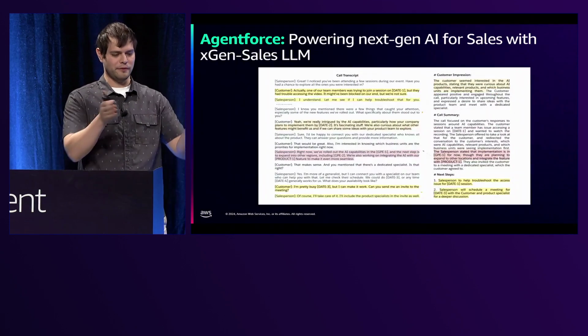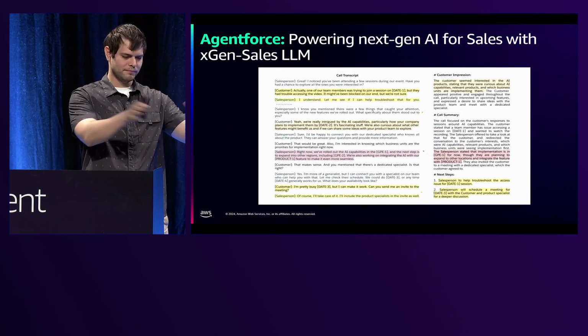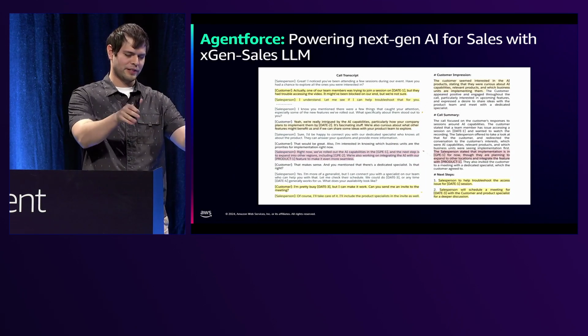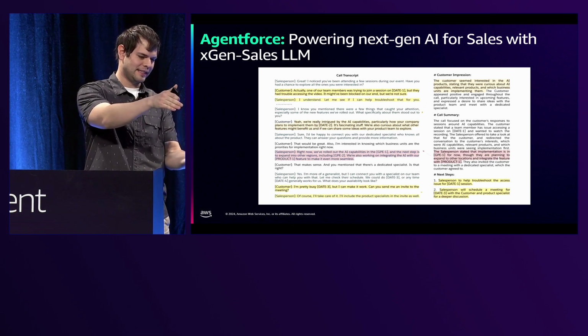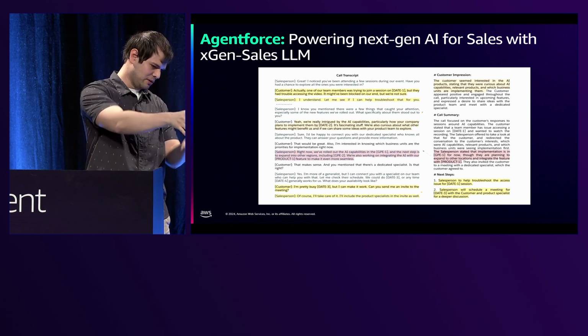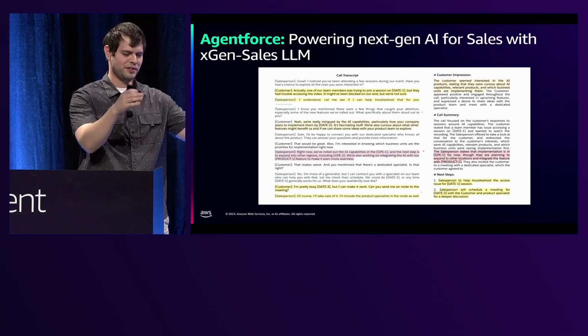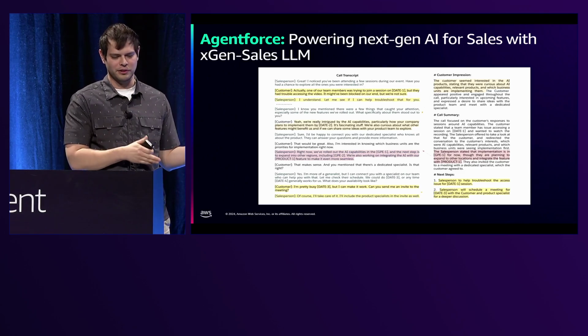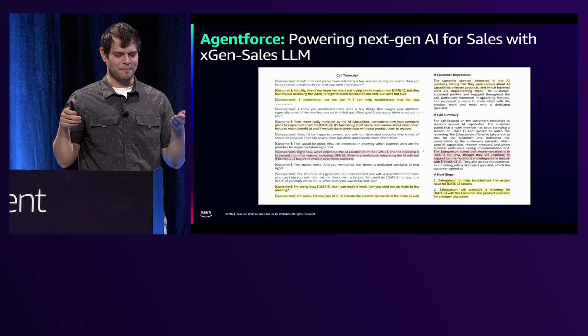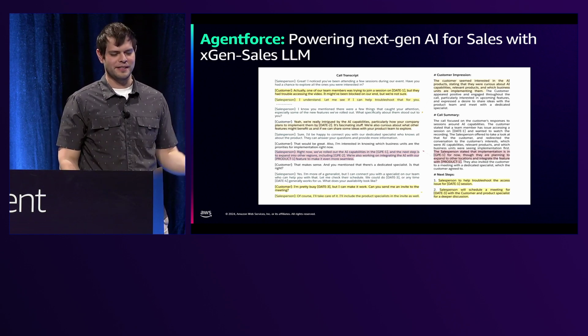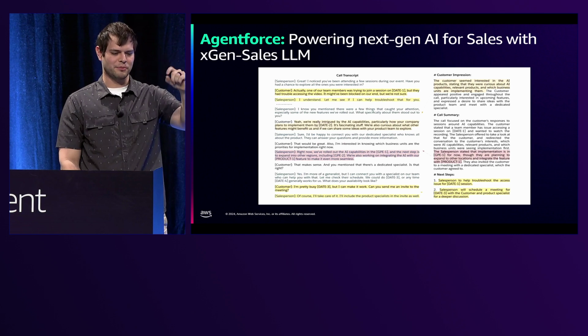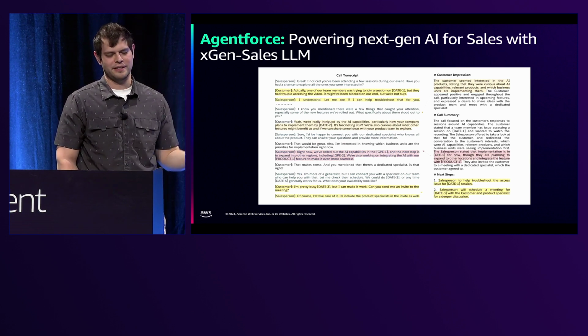So pay attention to this, if you would please, call transcript. What this is showing is essentially a salesperson and a customer having a conversation. So it's like a recorded transcript you might have from a sales call. And on the right-hand side, you can see generated output by the AI. So we've got the customer impression, call summary, next steps.